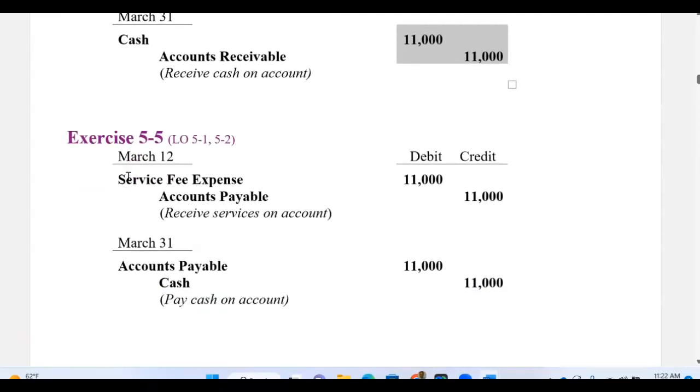The customer says service fee expense of $11,000. That's debit. And accounts payable should be recognized as $11,000. Okay. And then because it's paid after March 31st, they're going to recognize accounts payable of $11,000 debit and cash credit for $11,000. Okay. So you see both sides of the transaction.